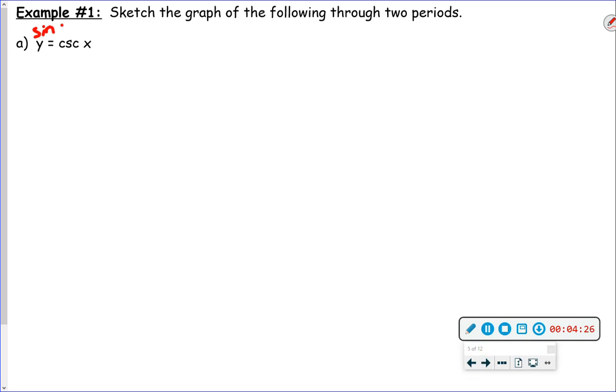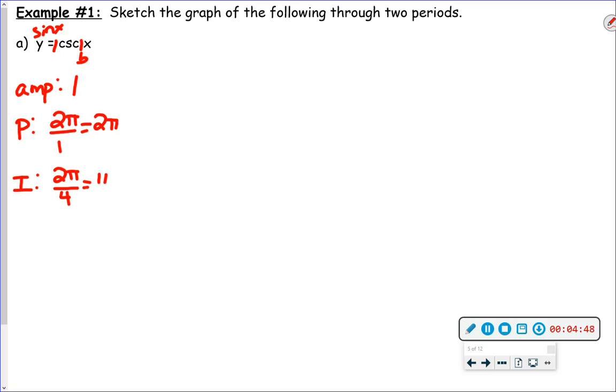Think if that was just sine of x. We would have the amplitude, absolute value of a is 1. The period, 2 pi over b. B, of course, is your coefficient on x, which is also 1. Our increments, the period divided by 4. I'm going to reduce that down. Remember, that's how you scale your x-axis.